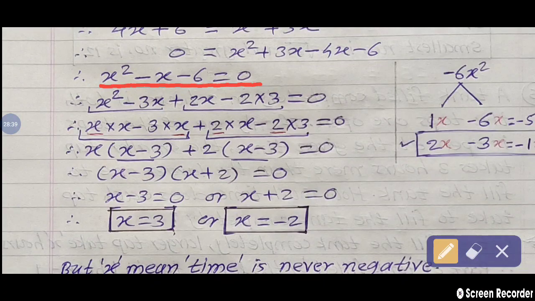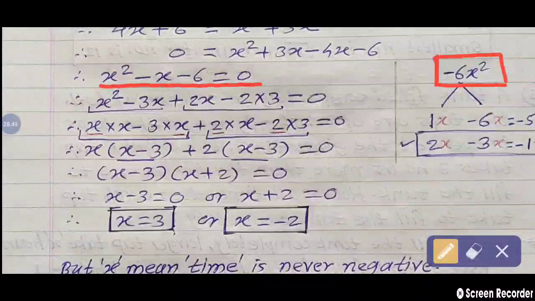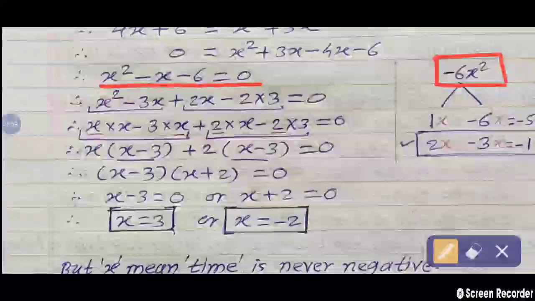So the first term is x square, the third term is minus 6. After multiplication, we get the product minus 6x square. And what is the sum required? Check the middle term, that is minus x. How many x are there? Single x. So minus 1 is the sum required. So we factorize the minus 6x square.